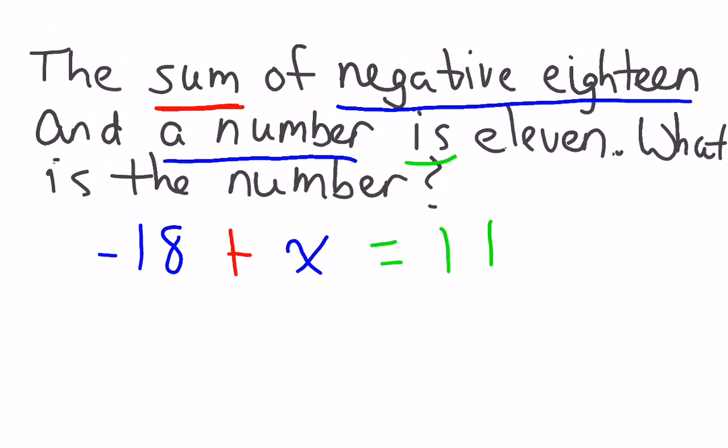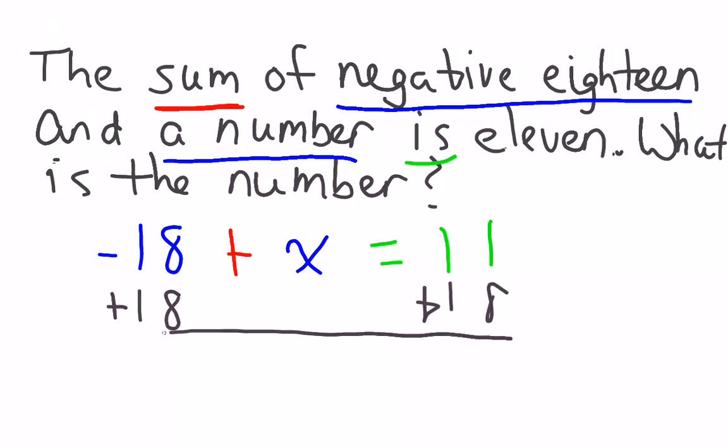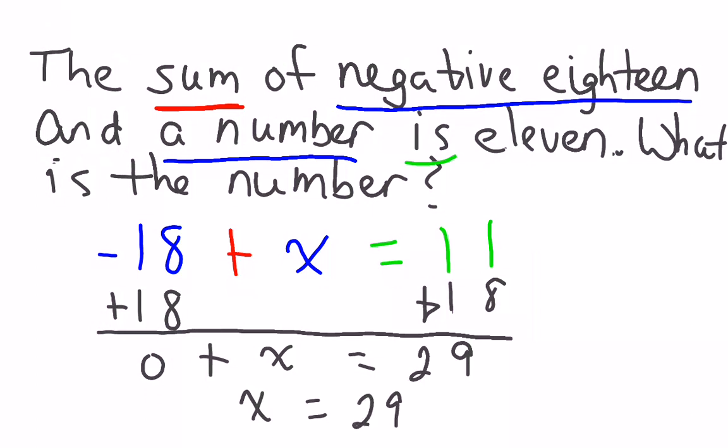But I need to get x by itself in order to figure out what the number is. So I have a negative 18. In order to get rid of that, I'm going to add 18 to both sides, because again, I'm looking to get a 0. Negative 18 plus 18 is 0, and the x is hanging out. And then we have 11 plus 18. 11 plus 18 is going to give us 29. And 0 plus x is x. So x equals 29.